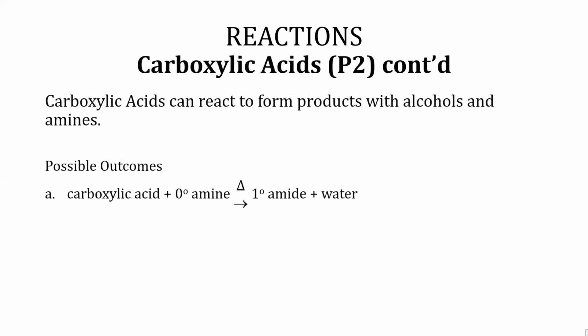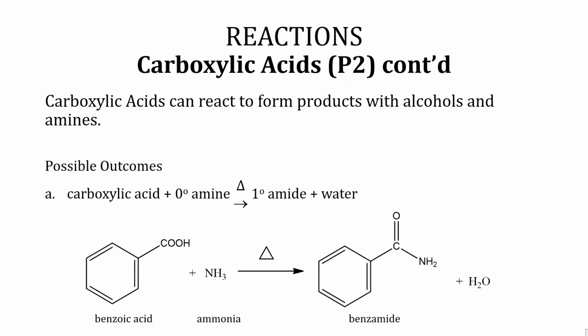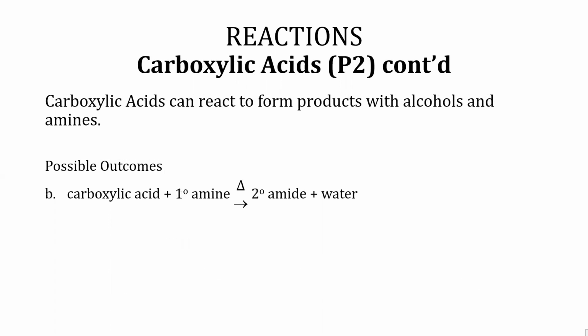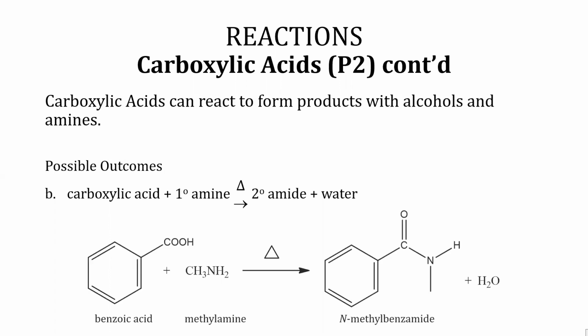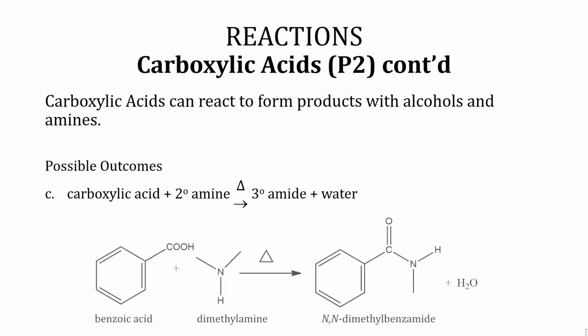An example of A is benzoic acid plus ammonia to form benzamide and water. An example of B is benzoic acid plus methylamine to form N-methylbenzamide and water. An example of C is benzoic acid plus dimethylamine to form N,N-dimethylbenzamide and water.